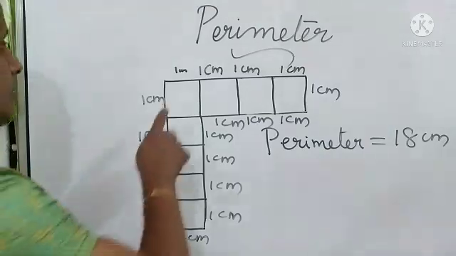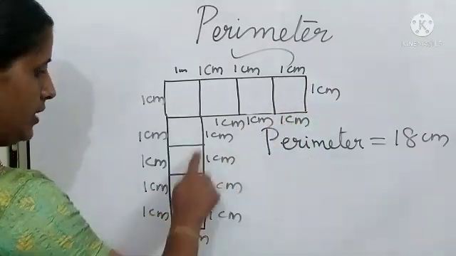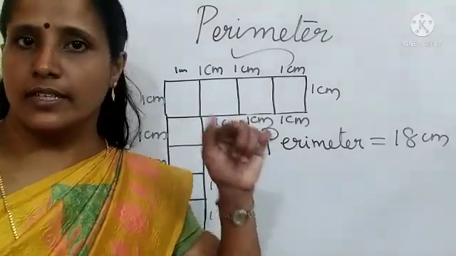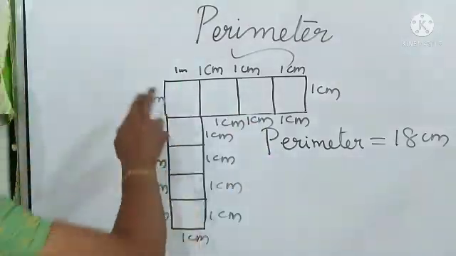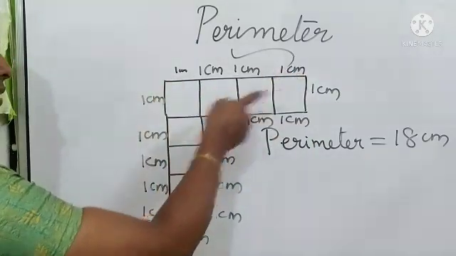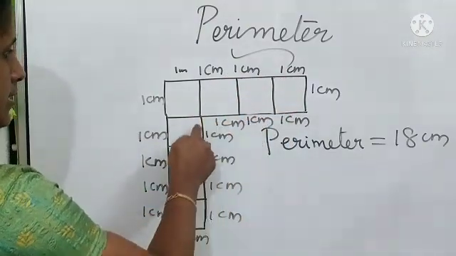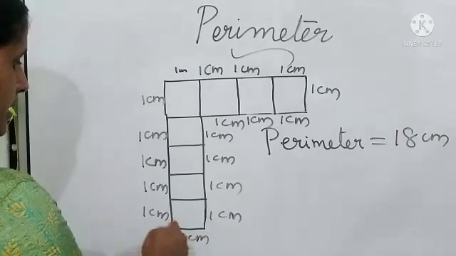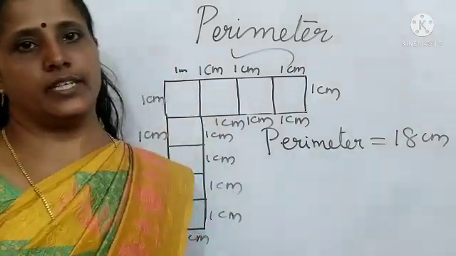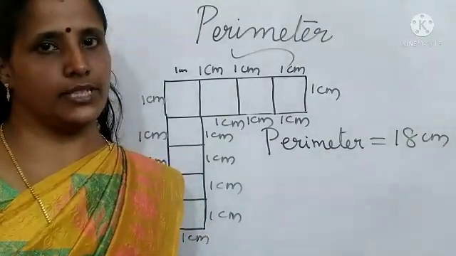Understand? Once again. Here you have to add the boundaries of the given figure. Then only we get the perimeter of the given figure. Understand? Here the measurements are given. So we are adding this number: 1, 2, 3, 4, 5, 6, 7, 8, 9, 10, 11, 12, 13, 14, 15, 16, 17, 18. So the perimeter of the given figure is 18 centimeter. Understand all of you? Then move to the next question.